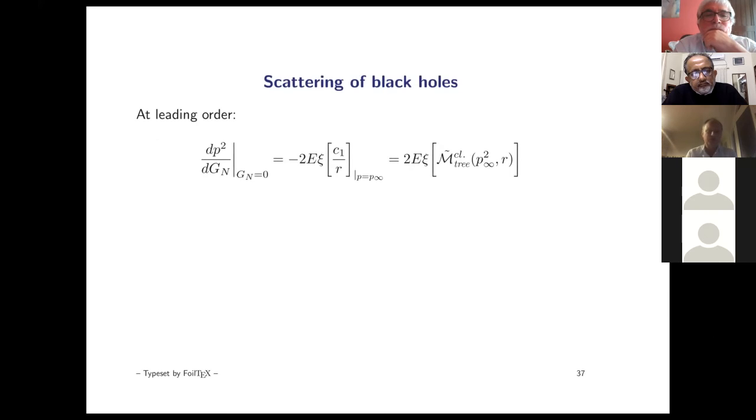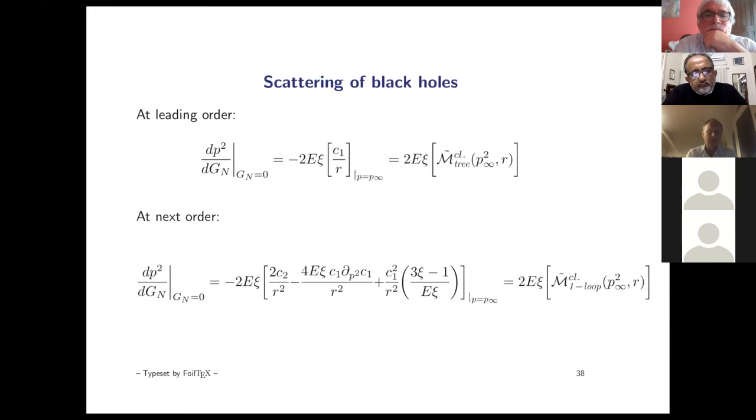And we can calculate to leading order, it is precisely as we expected. It is just the amplitude. And if you go to the next order, it's a somewhat more complicated expression. But the miracle is that actually the second derivative also turns out to be just the classical amplitude now in one loop order. Although it's a very complicated expression, it's exactly the same complicated expression we get from the amplitude related to the potential.